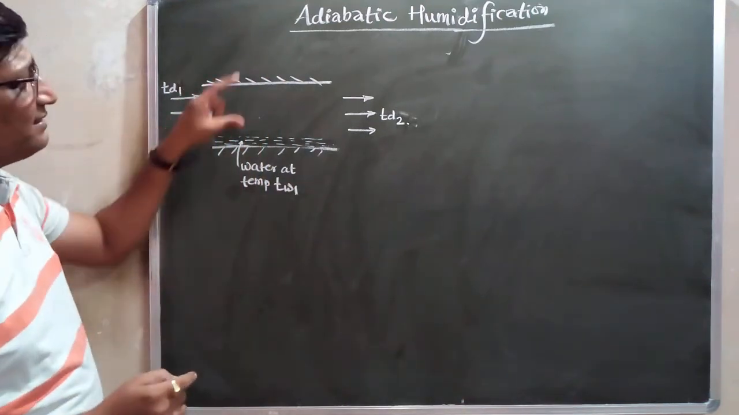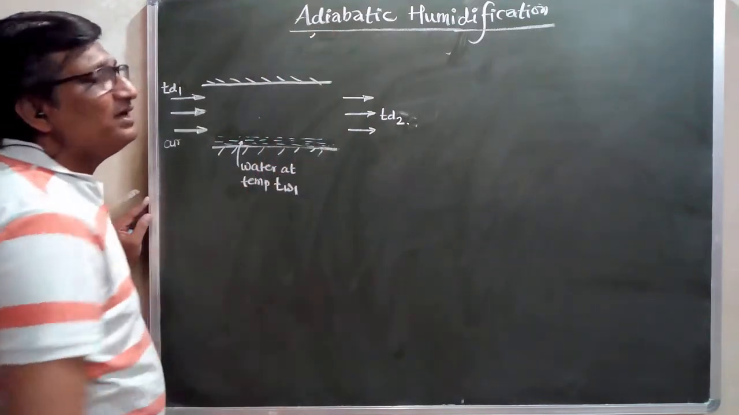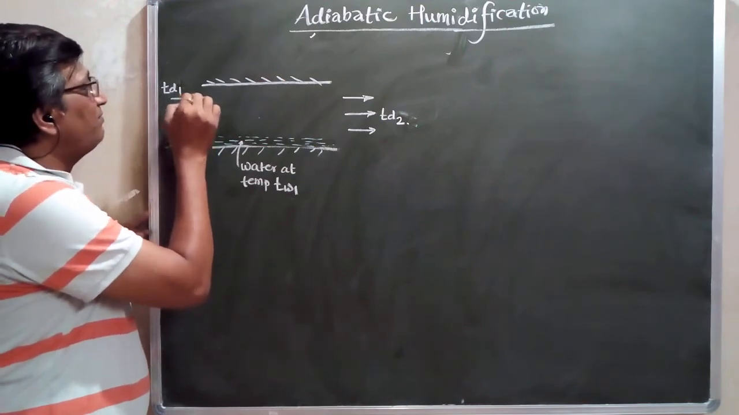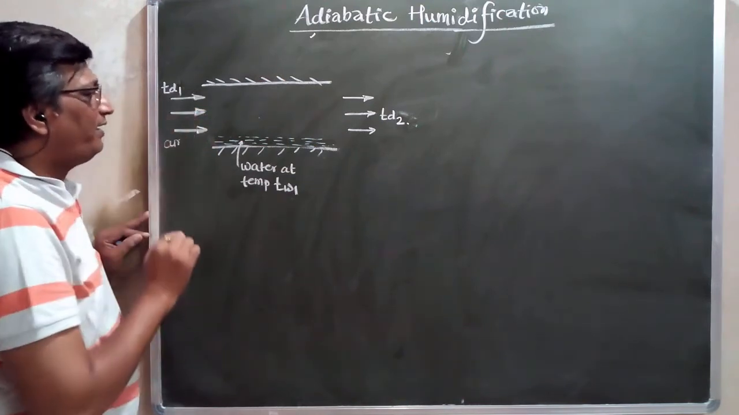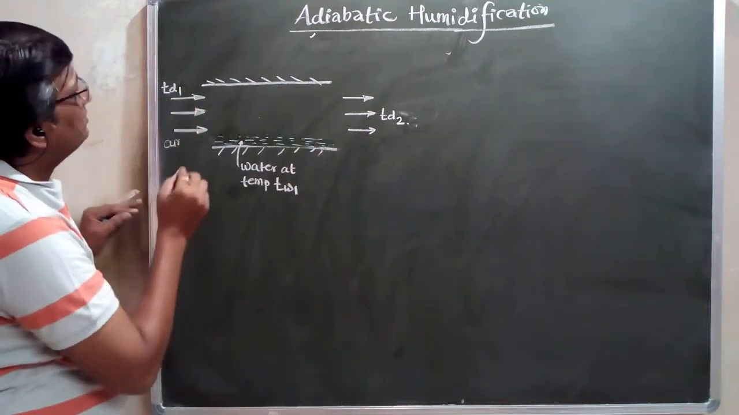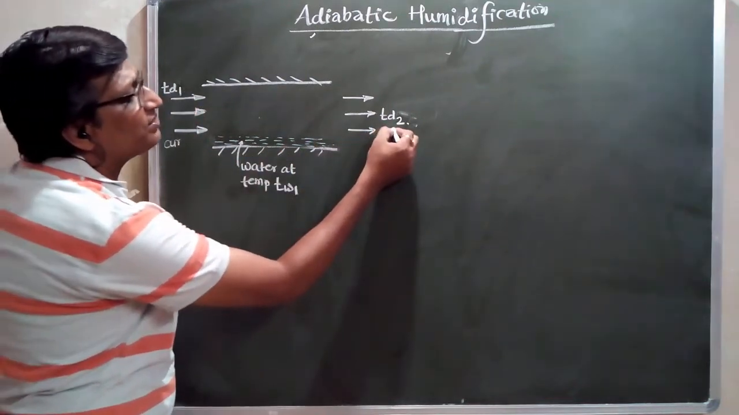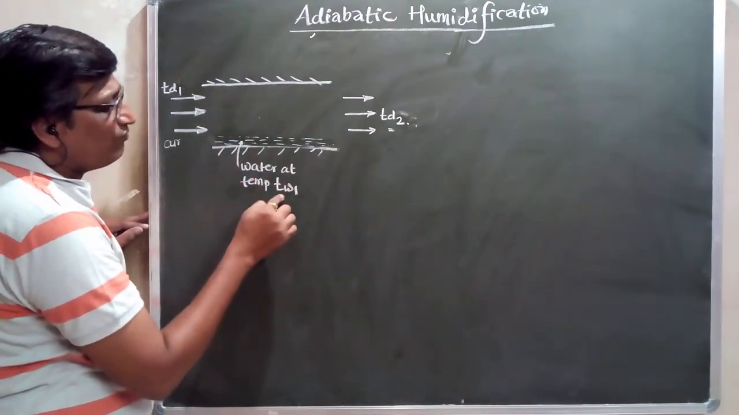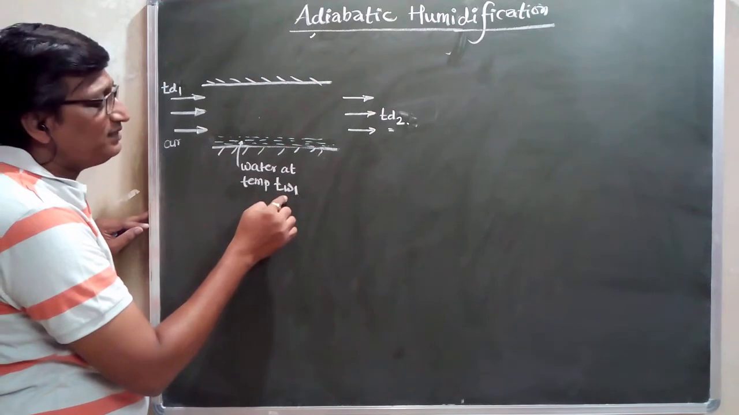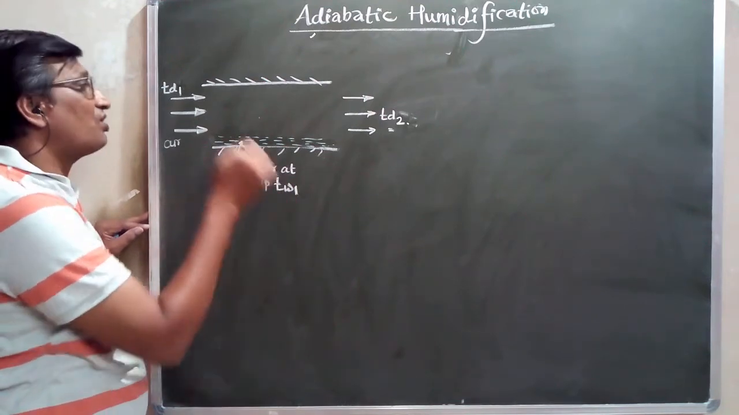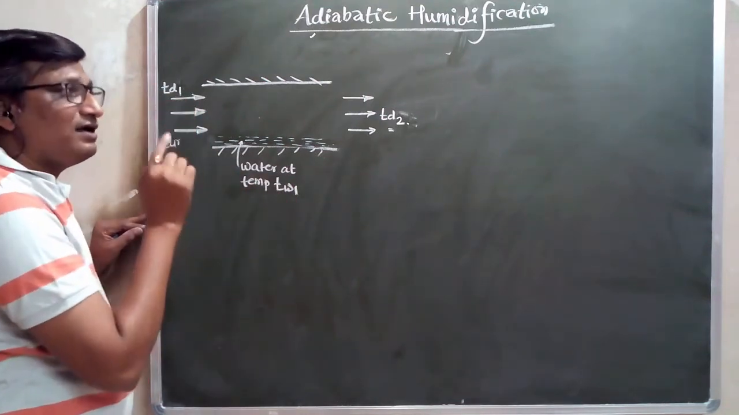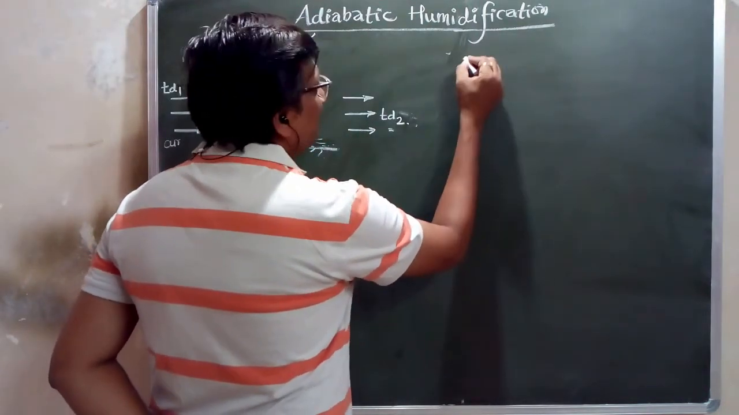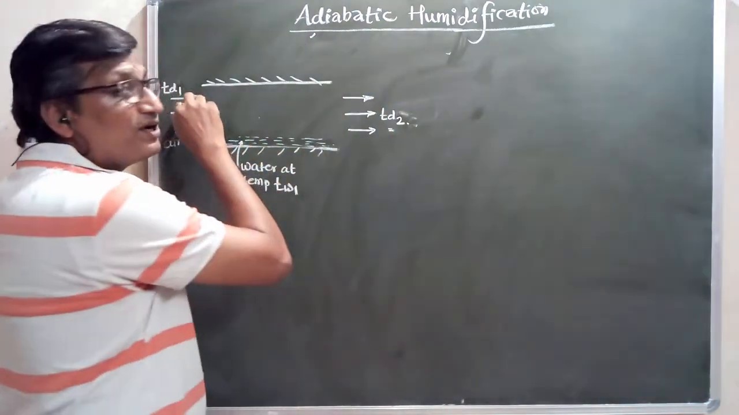Now, to learn about adiabatic humidification, let us take the incoming temperature of this air as TD1 and its outgoing temperature as TD2. Now, this is the water. I have taken that water at a temperature of TW1. What is TW1? That is the wet bulb temperature of the incoming air.